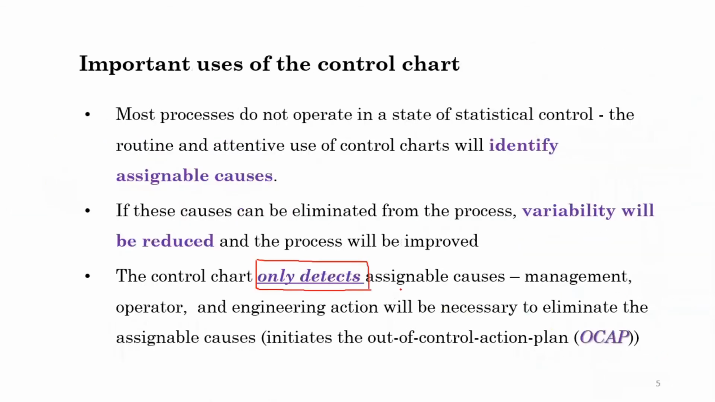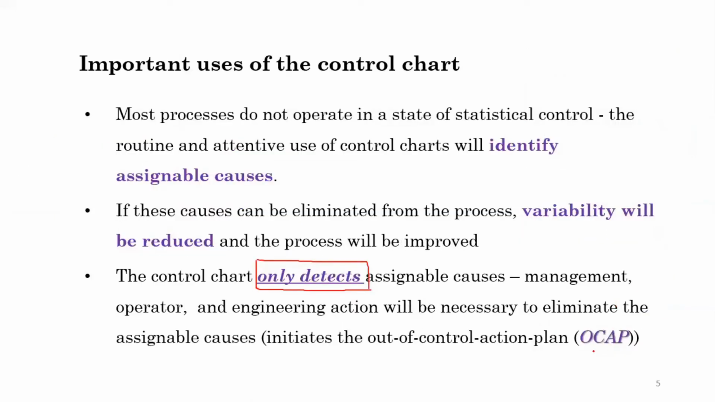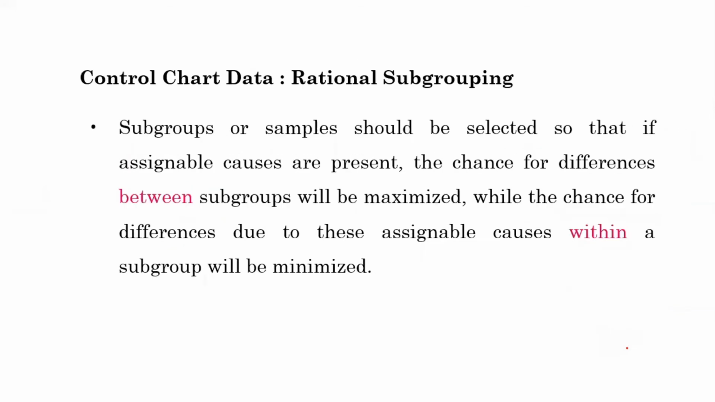So the control chart is only used to detect whenever there is an assignable variation. Identification, rectification and elimination of the root cause is conducted by an out of control action plan, which is known as the control mechanism for any process. So you need to have this control mechanism or out of control action plan.